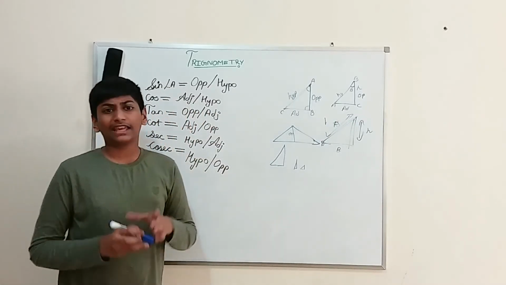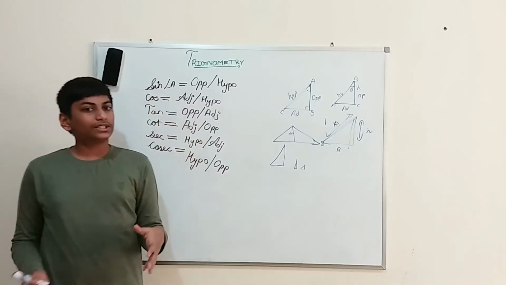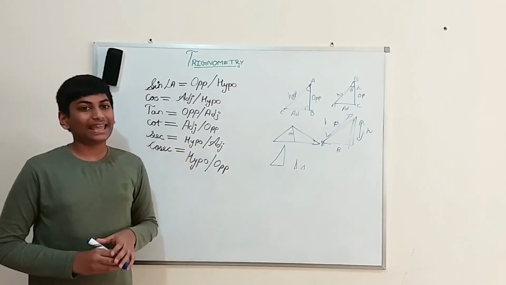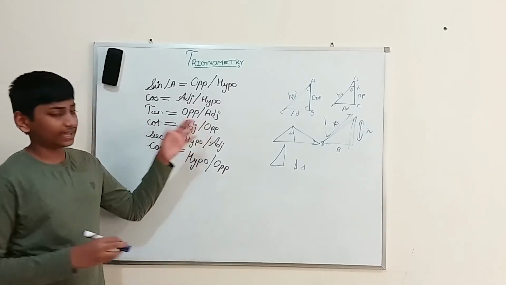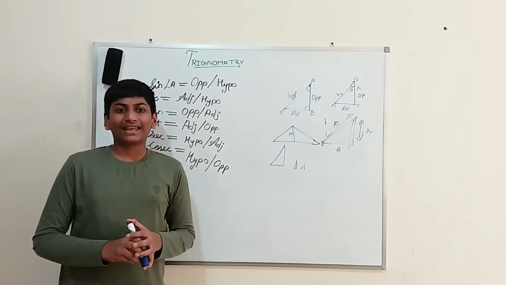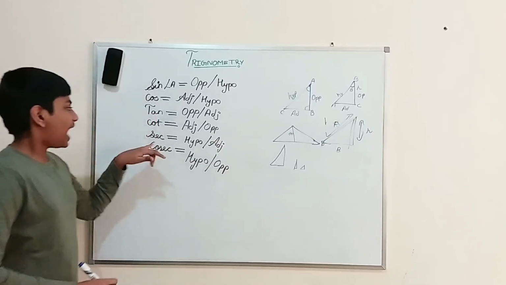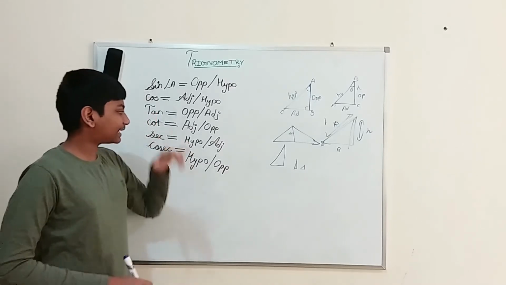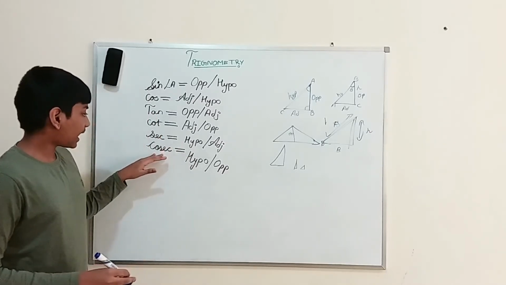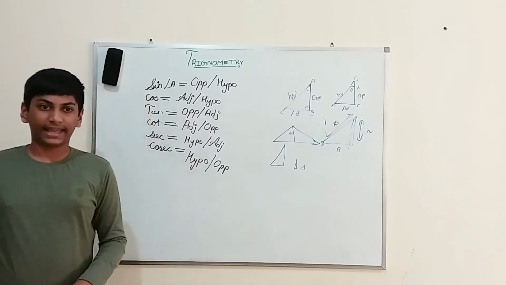Sine angle A equals opposite to angle A by hypotenuse. Cosine equals adjacent to angle A by hypotenuse. Tan angle A equals opposite to angle A by adjacent to angle A. Cot angle A equals adjacent to angle A by opposite to angle A. And secant is equal to hypotenuse by adjacent to angle A, and cosecant is equal to hypotenuse by opposite to angle A.